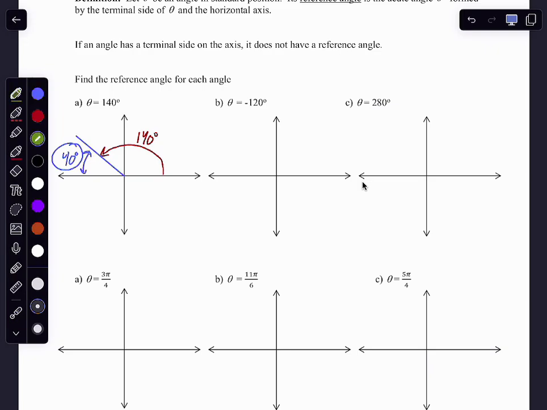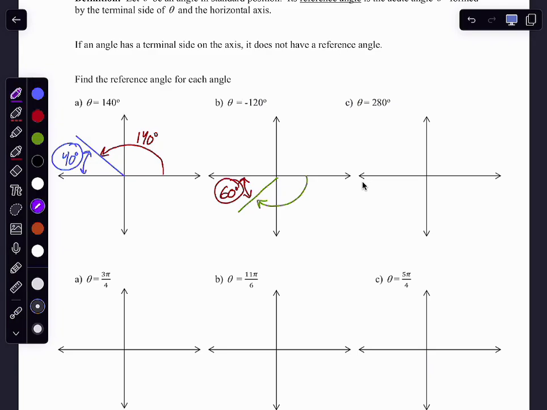So negative 120, what quadrant does negative 120 land in? Third quadrant. And we want to know how far away that is from being all the way around. How far is that? 60 degrees. Okay. That's all you do for the reference angles. Now, that's just how to find the reference angles. Why we do reference angles, we'll get to. We're just practicing finding them.